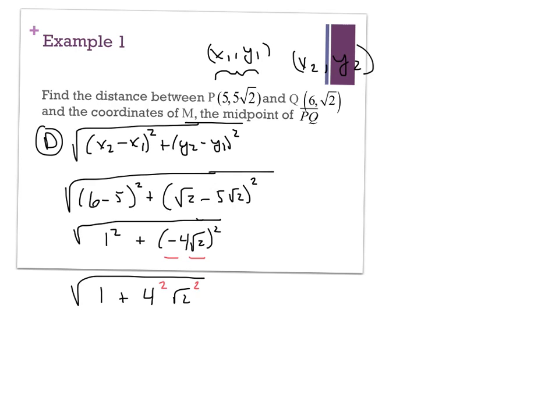And you don't have to show all this work. I'm just doing it so we can see what's going on here. So we're going to have the square root of 1 plus 16 times 2, and so that's going to give me the square root of 33. So that decimal value, almost 6, 5.7, 5.8, whatever it is, is about the distance between those 2 points.